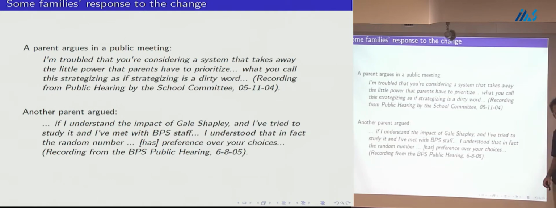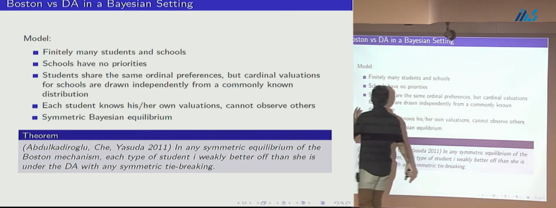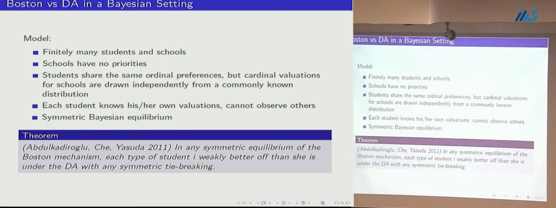Now, this is the layman intuition that the parents have, and we have formalized that in one of our works. Matching problems are actually difficult to work with when you incorporate cardinal preferences. So in order to have some reasonable analytical results, we need to make a lot of assumptions. And these are the assumptions in a simple model.